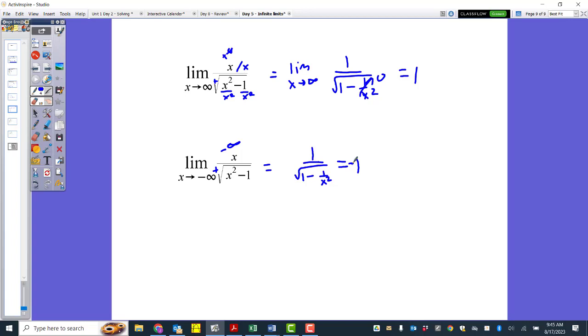Now, we get that by just doing it and checking, but this happens anytime you have a square root on one part and an x on the other part, and you're looking at limits to infinity. You'll have to check that. It's just how square roots work. They kind of mess us up some. All right, that's really all we're looking at today.